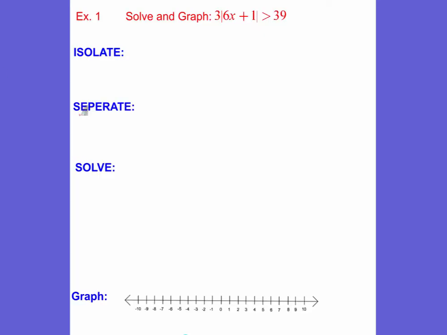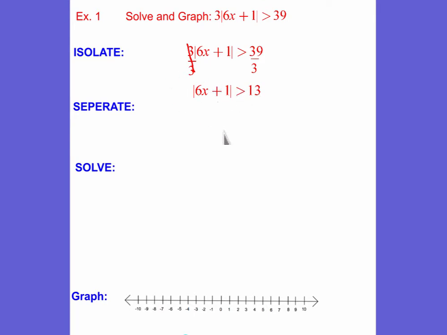Example 1: we want to solve and graph 3 times the absolute value of 6x plus 1 is greater than 39. First step is to isolate. The only thing outside of my absolute value is this 3, and it's being multiplied. To get rid of it, I want to divide by 3 on both sides. Divided by 3 makes that 3 go away, and on this side, 39 divided by 3 is 13. So now I've got the absolute value of 6x plus 1 is greater than 13.